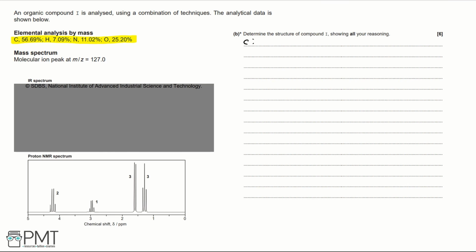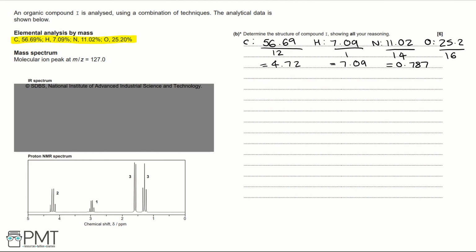So starting with carbon, we do 56.69 divided by 12, and that equals 4.72. Then moving on to hydrogen, we have 7.09 divided by 1, which equals 7.09. Then nitrogen is 11.02 divided by 14, which equals 0.787. And finally, oxygen, 25.2 divided by 16 equals 1.575. Then we divide by the smallest number, which is nitrogen's 0.787.